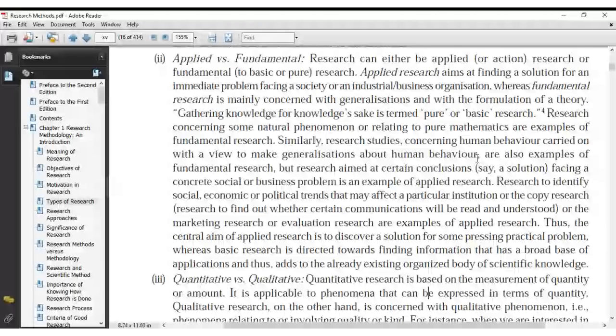Can you see also here? Research concerning some natural phenomenon or relating to pure mathematics are examples of fundamental research. Building theories. So when you build a theory, you have not solved a problem. You have just built a theory. So fundamental research can be pure or basic research.